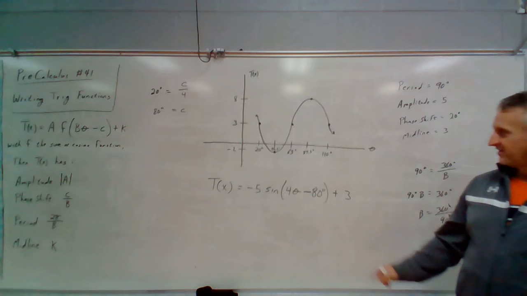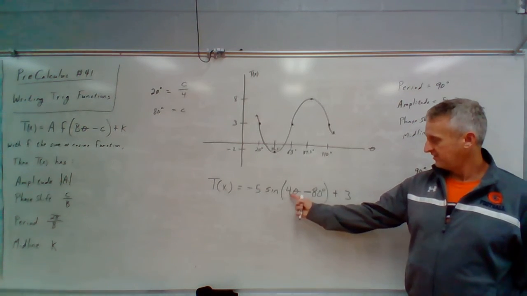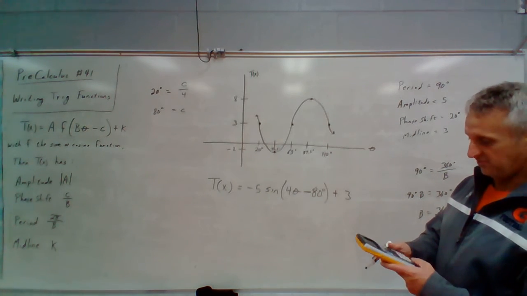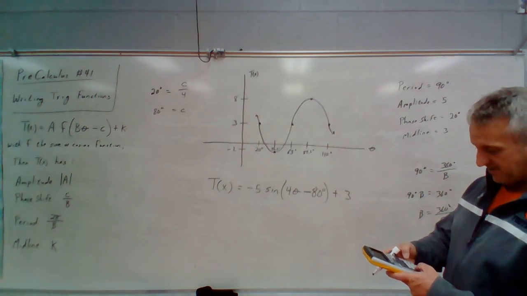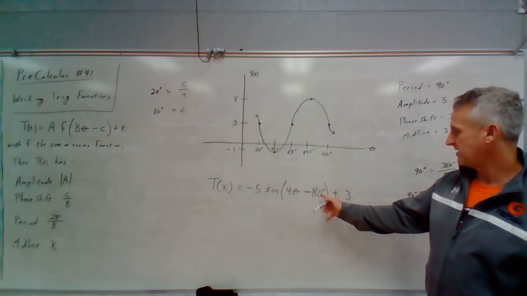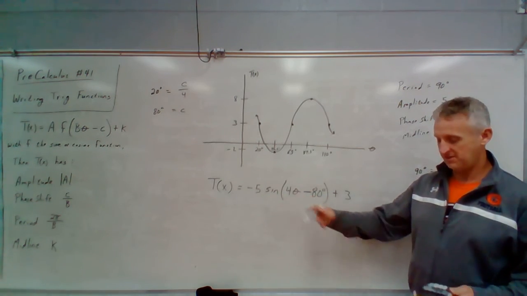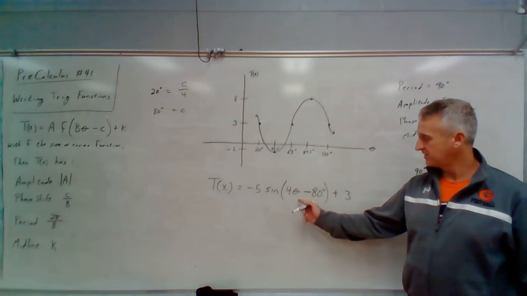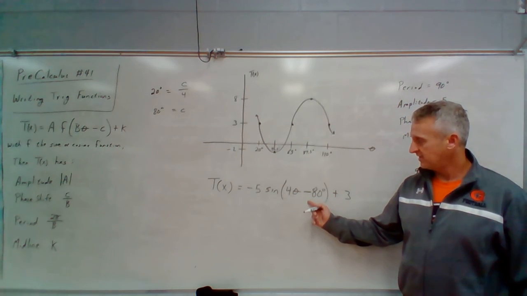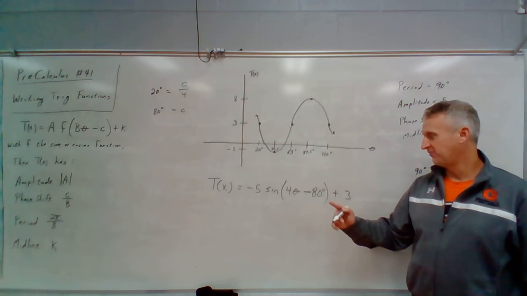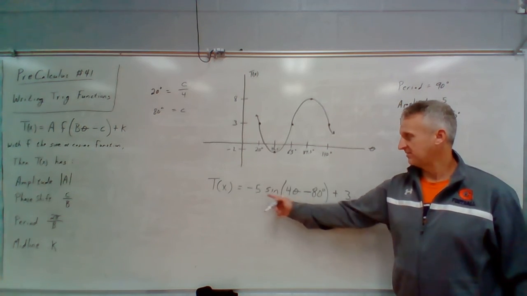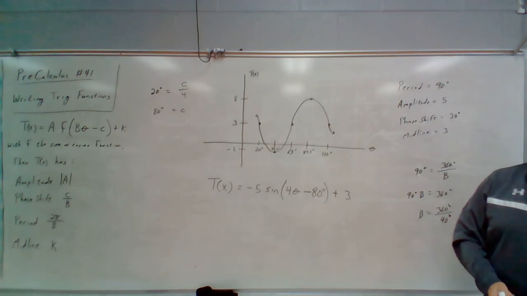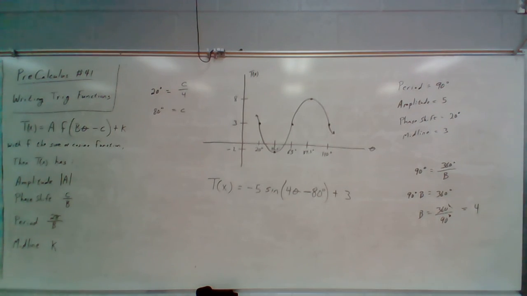Let's try 87.5. If I put 87.5 in for theta, 4 times 87.5, let me pull out a calculator, is 350 degrees. 350 minus 80 is 270 degrees. The sine of 270 is negative 1. Negative 1 times negative 5 is 5. 5 plus 3 is 8. Boom, that's exactly what it should be. So we can be confident that we got this correct.